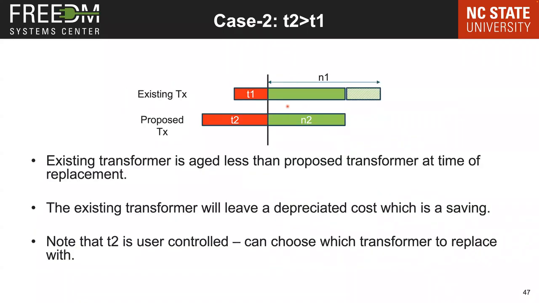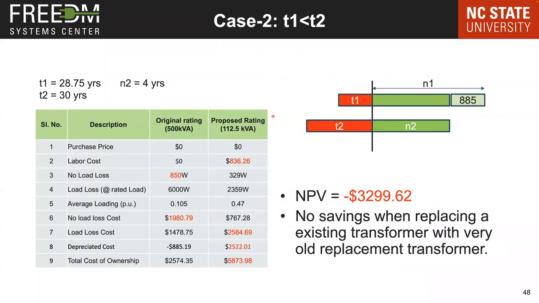Similarly, case 2 is where the existing transformer is much newer. So in this case, what will happen is you won't even completely use your existing transformer by the end of the replacement transformer. So you're going to leave behind a depreciated saving from the old transformer without even purchasing a new one. So basically, similar analysis, you can see you're not purchasing a new one anymore. There's a saving by the release cost.